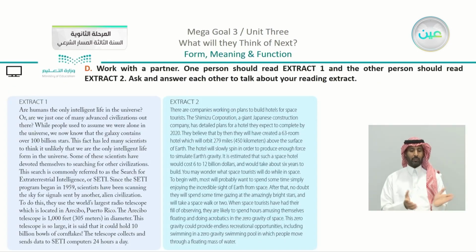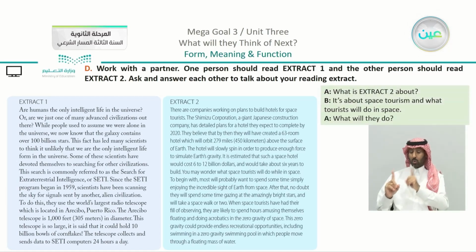Okay, moving on, we have the second example on the same page here. We can see, work with a partner. One person should read extract 1 and the other person should read extract 2. Ask and answer each other to talk about your reading extract. So you are going to practice together in class.